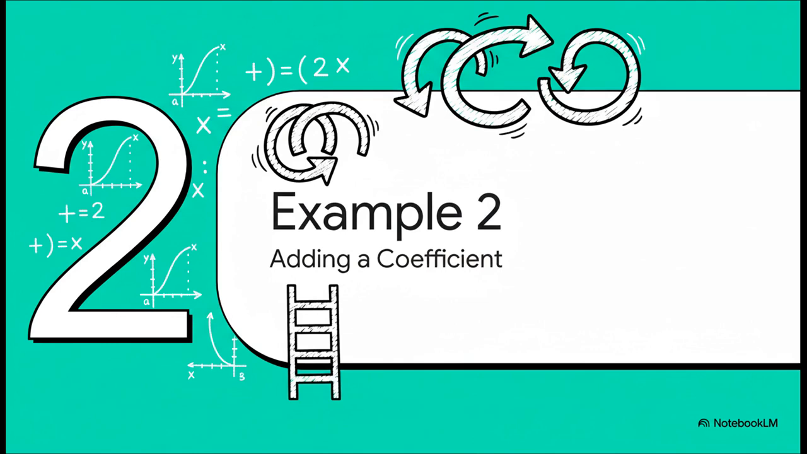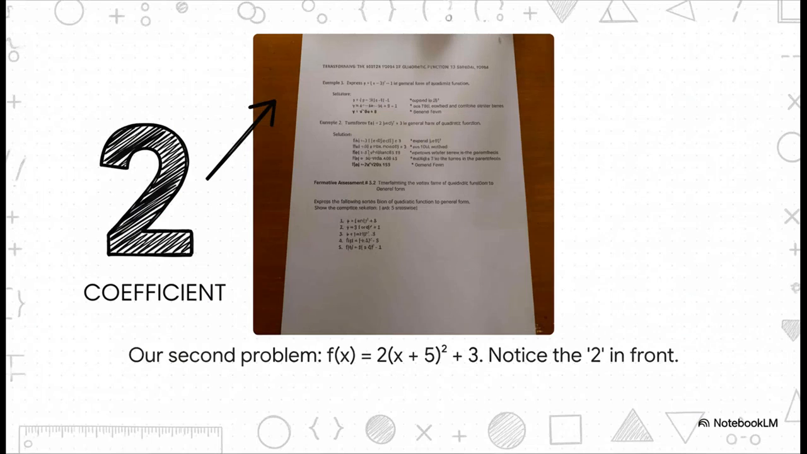Let's try another example. This one builds on what we just learned, but it adds one important new step into the mix. Don't worry, we're going to use the same process. Here's our new problem. Notice anything different about this one? Yep, that's right. There's a big 2 sitting right out front, outside the parentheses. We call that a coefficient. We're going to follow all our steps just like we did before, and we'll deal with that 2 in just a little bit.